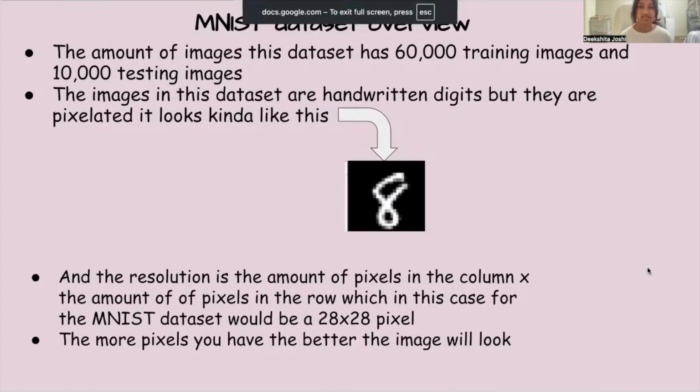Okay, the MNIST dataset overview. The number of images this dataset has for training is 60,000 training images, and it has 10,000 testing images. The images in this dataset are handwritten, but they look really pixelated, like tiny squares, and you can easily tell that this number right here is the number 8.